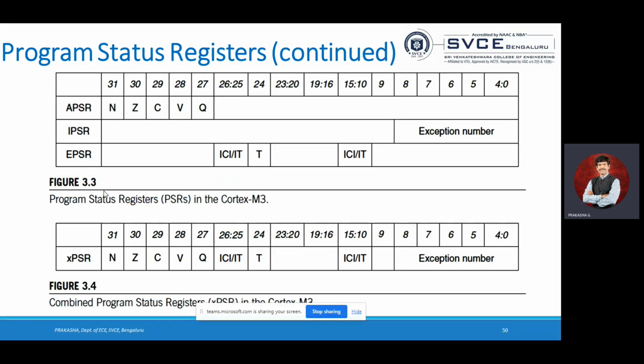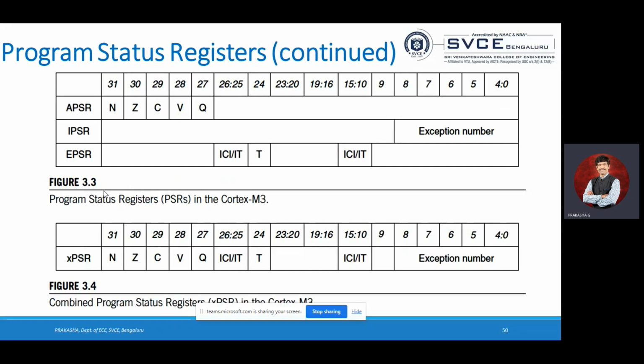R1, R2, R3, R4, 4 registers are there. R1 plus R2, there may be a carry. R1 plus R2, there may be a 0. R1 plus R2, there may be a negative number. So each instruction keeps changing the NZCV value, depending on the type of the instruction you are going to use.